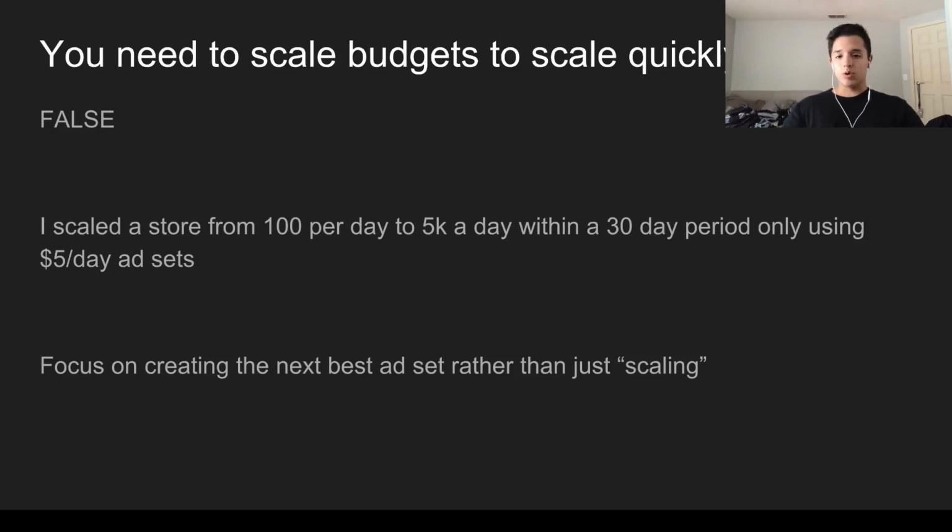So the thing we're talking about here is that you need a ton of money in order to scale and make a bunch of money. You don't really need to. Noah talks about $5 a day ad sets. I like to do 20. Some people do 100. And people think, if I have a $5 a day ad set and it's profitable, if I want to make 20 times that money, then I need to do $100 a day per ad set.